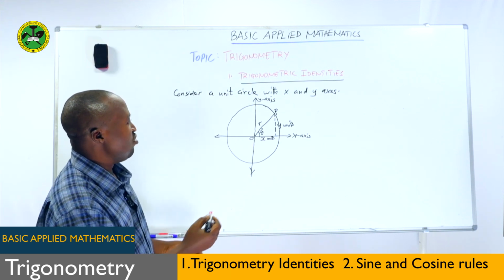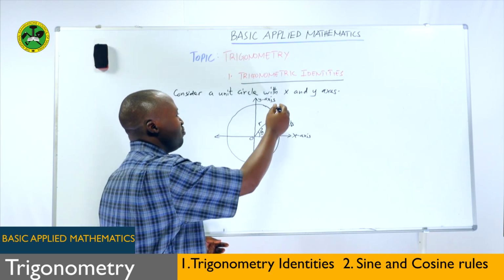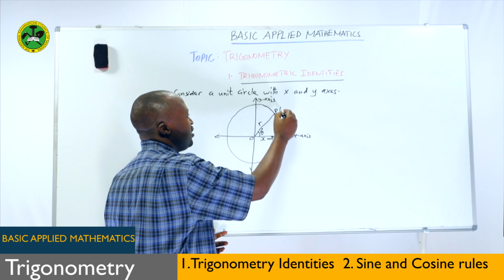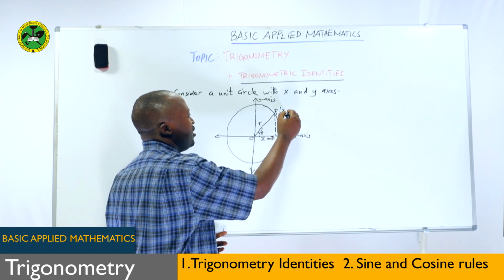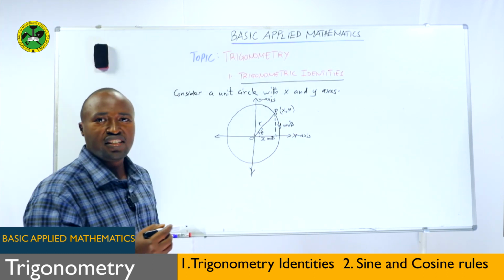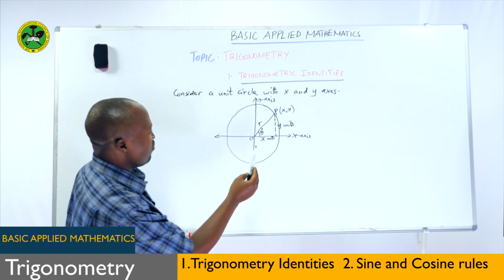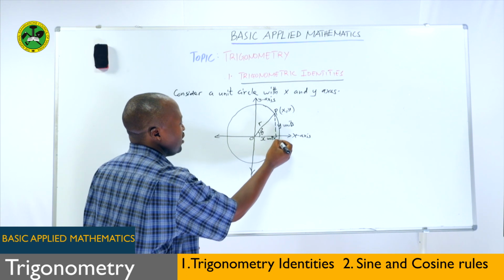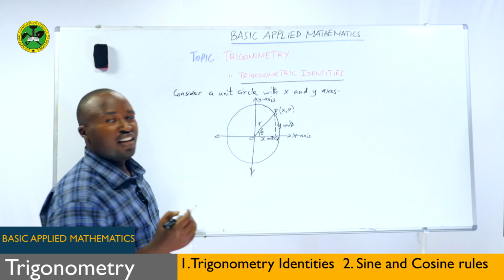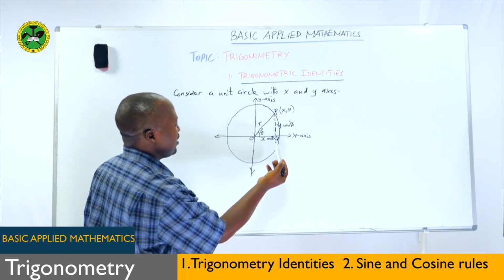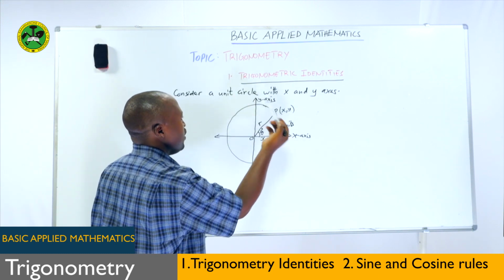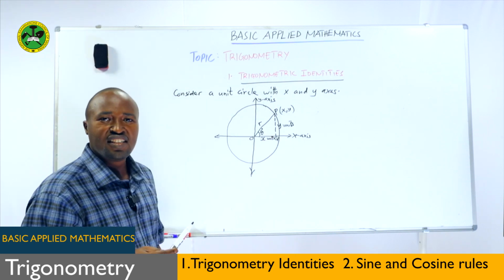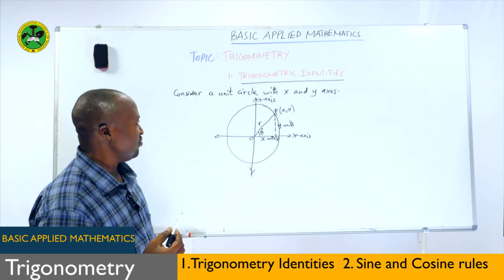Now, here we have a coordinate. Point P, that is a coordinate, call it x, comma y. That is our coordinate, x, comma y, because we have the length x, that is from O to somewhere here, call it Q. And for the y-axis, that is QP. So we have the coordinate of P as x, comma y.